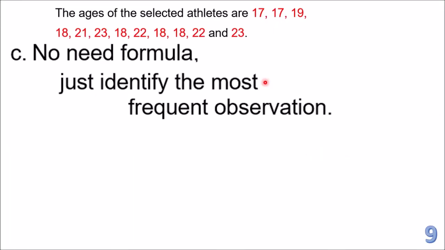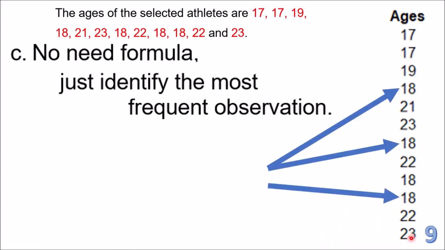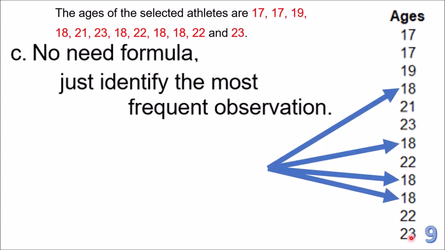So again, no need for the formula, just identify the most frequent observation. Now let's go back again to our data, which is 17, 17 up to 23. So kung napansin nyo, yung mga data na ulit dyan ay, ayan, 18. Apat yung 18. Dalawa yung 17. So kukunin lang natin yung may pinakamaraming number of observations. So ibig sabihin yan, the mode is 18. Ito na yung ating most observed age of the selected athletes.